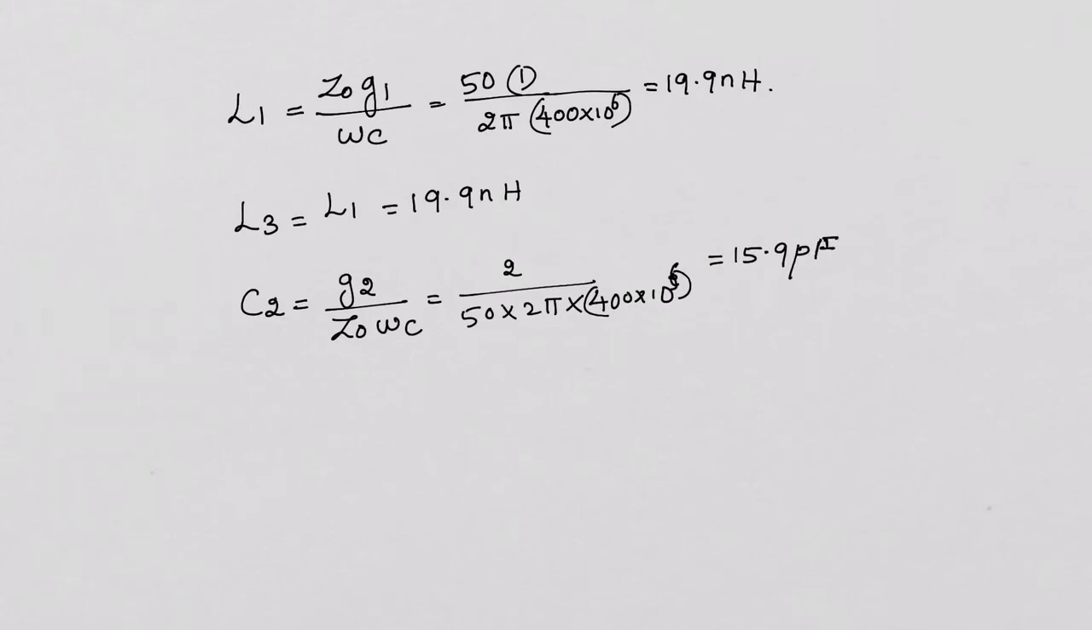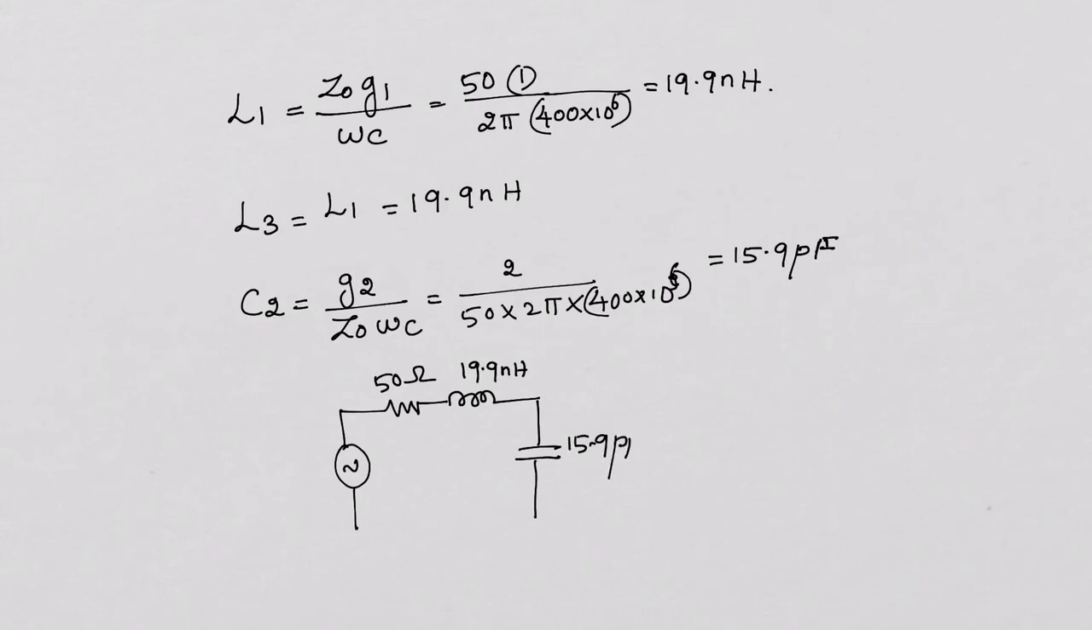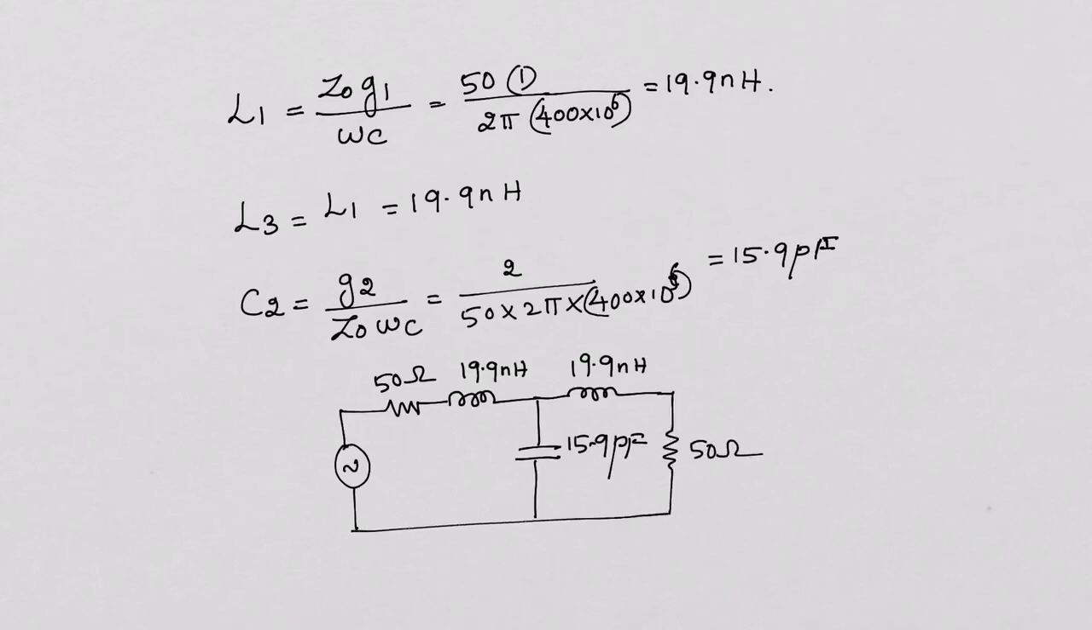So let us design the circuit with a voltage source and the input impedance 50 ohms. Then the first inductor 19.9 nanohenries, then the capacitor value 15.9 picofarad, and the next component is an inductor, also 19.9 nanohenries, and the output impedance is 50 ohms again. So this is the actual circuit which will meet the requirements of the 400 megahertz cutoff frequency and at least 20 dB attenuation at 1 gigahertz.